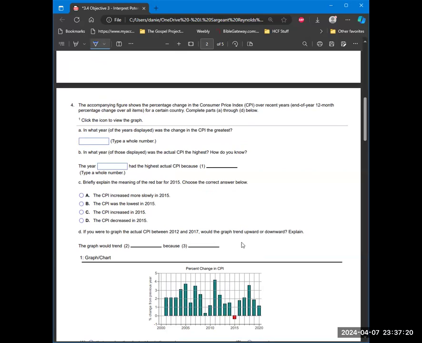and what year of the years displayed was the change in CPI the greatest? And that was in 2011, right here. And what year of those displayed was the actual CPI the highest? And how do you know?